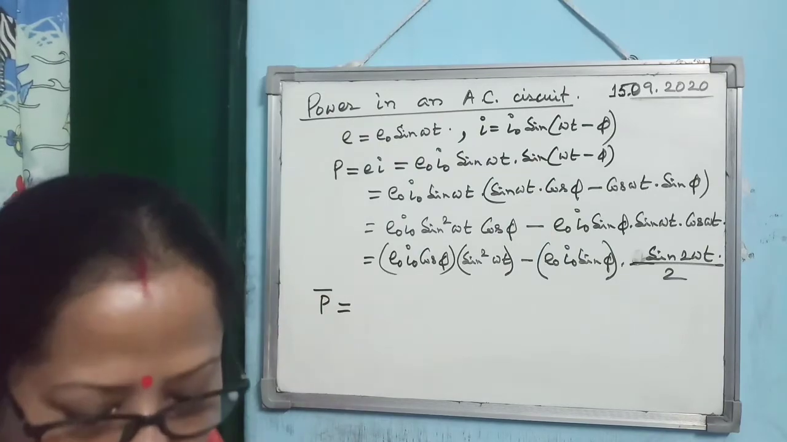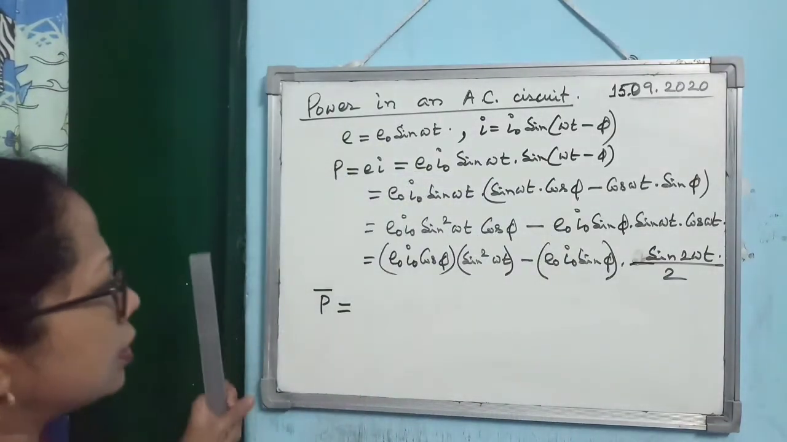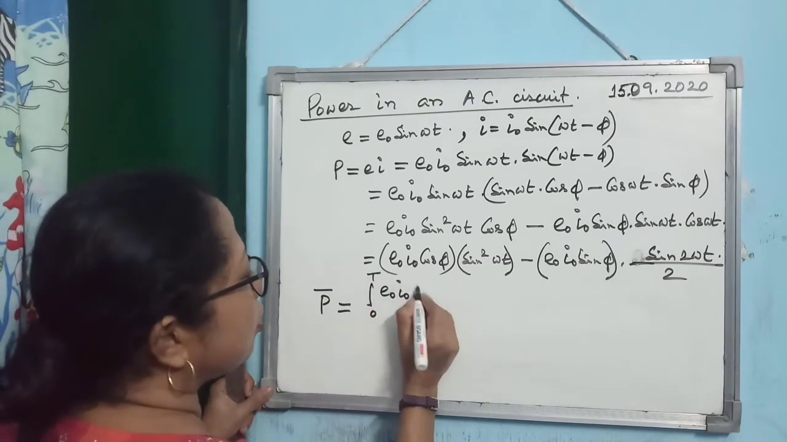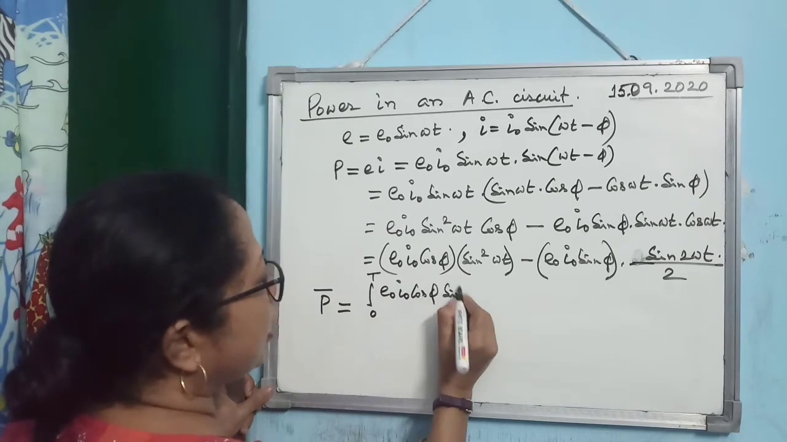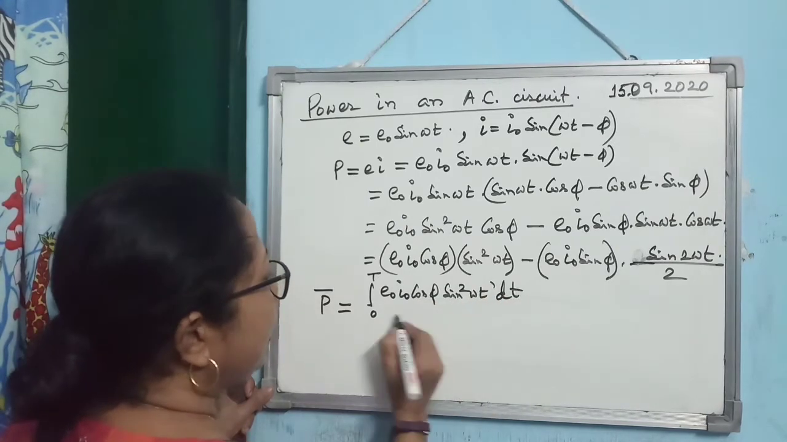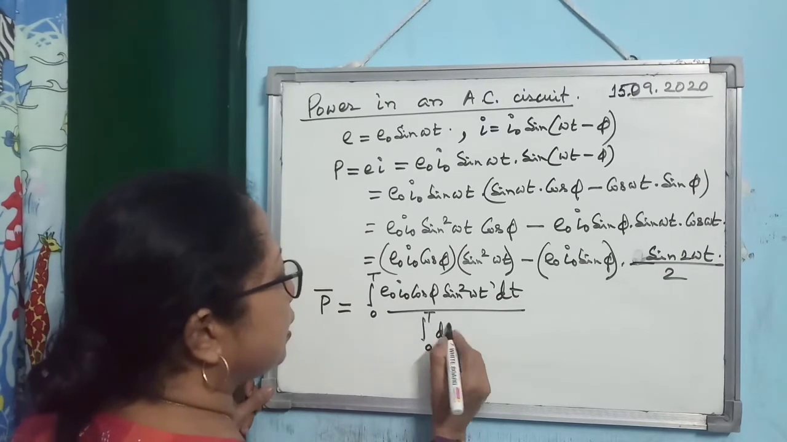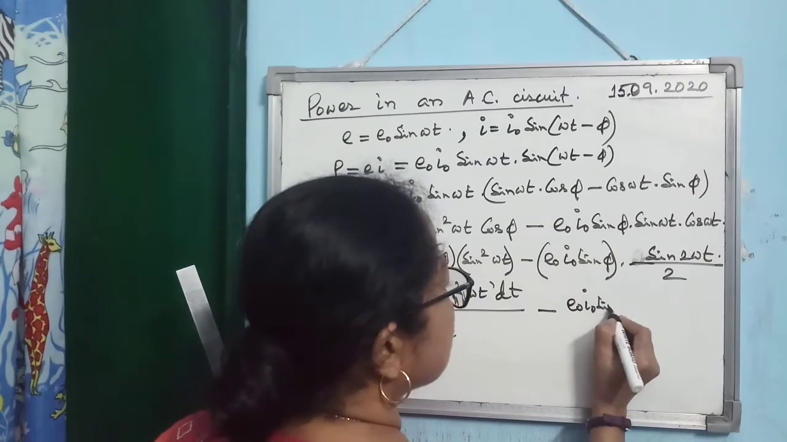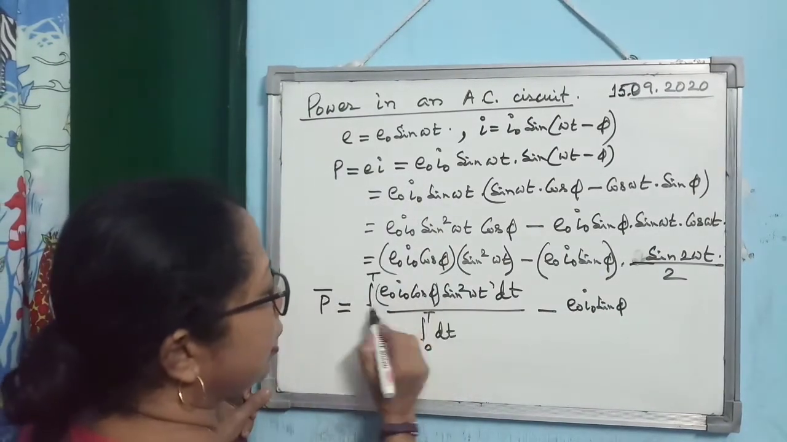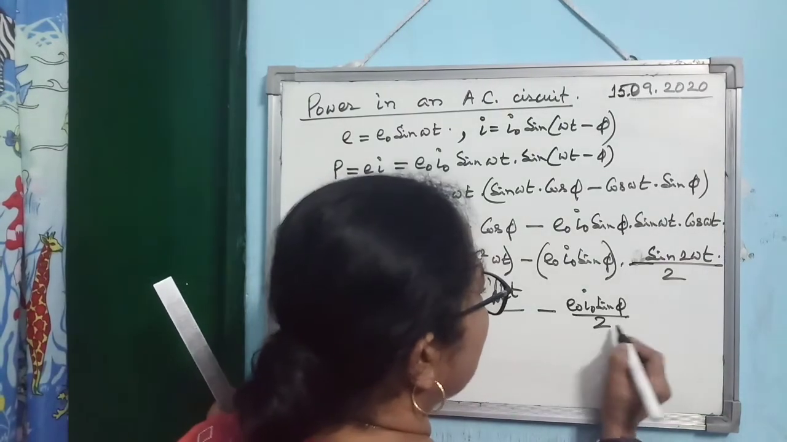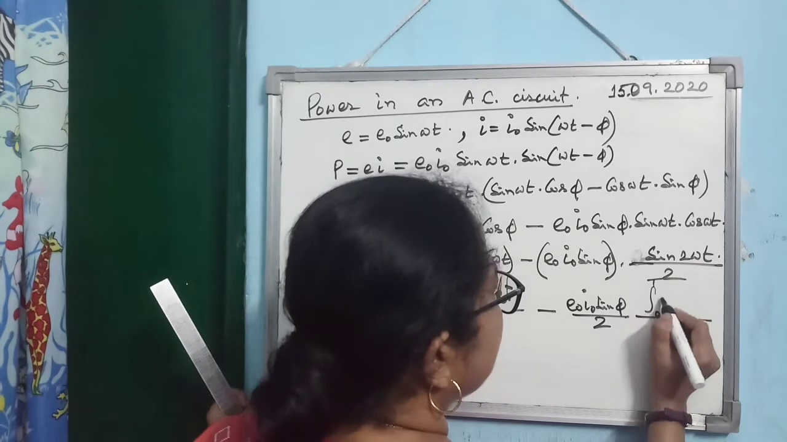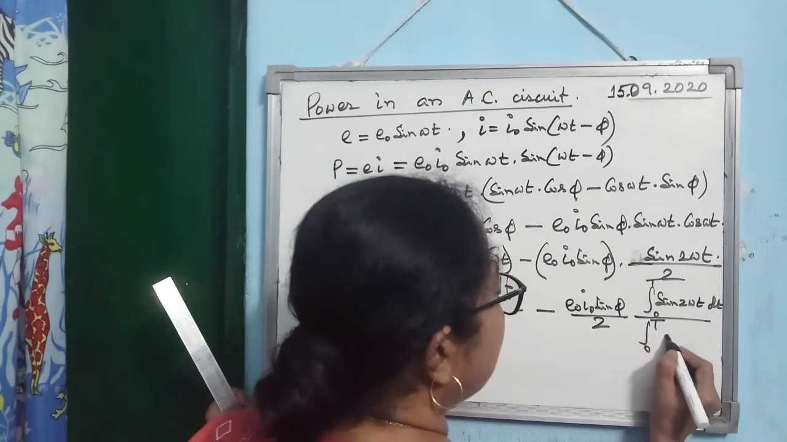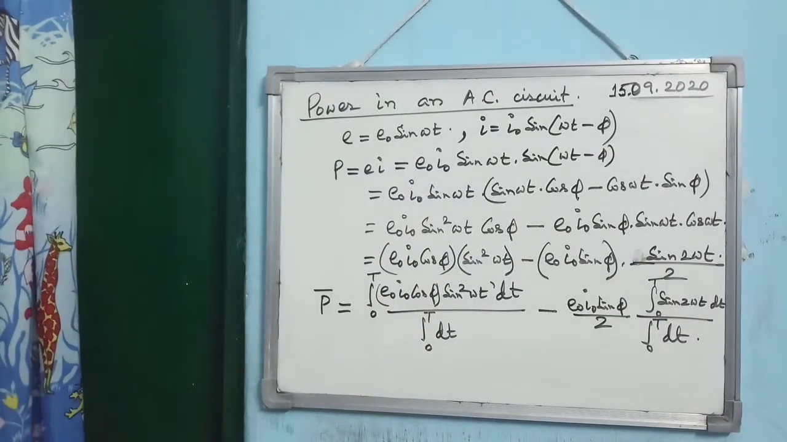Average power means you have to integrate it over the full cycle, so you will get the integration from 0 to T of E0 I0 cos phi sin square omega t dt divided by the integration from 0 to T of dt, minus, here you can write E0 I0 sin phi, you can take it outside the integration. Here also I could have taken this one outside, and 2 also you can take outside the integration. It will be the integration from 0 to T of sin 2 omega t dt divided by the integration from 0 to T of dt.